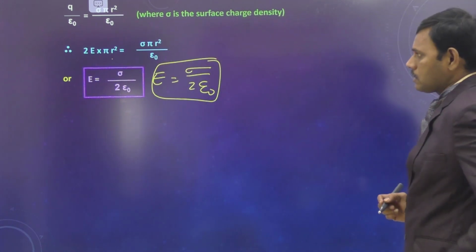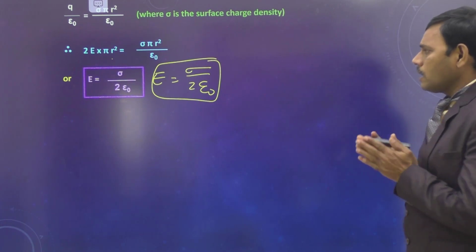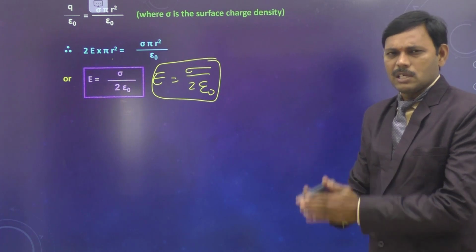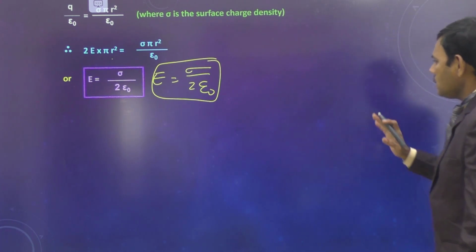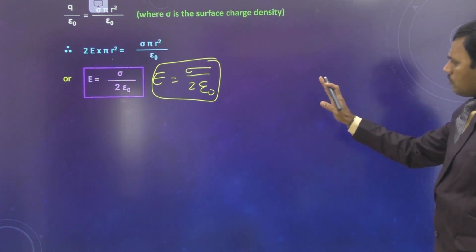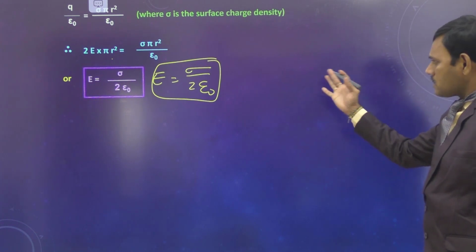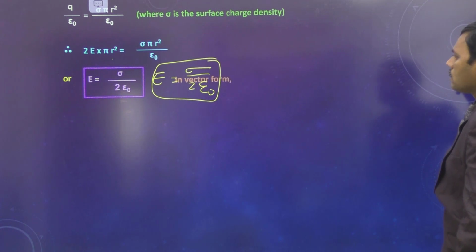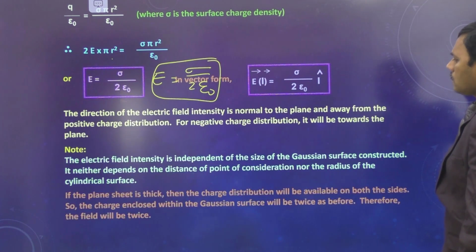So for an infinite plane sheet of charge having surface charge density sigma, the electric field intensity at any distance beside the plane sheet is independent of distance and equals sigma by 2 epsilon naught. This is the expression.